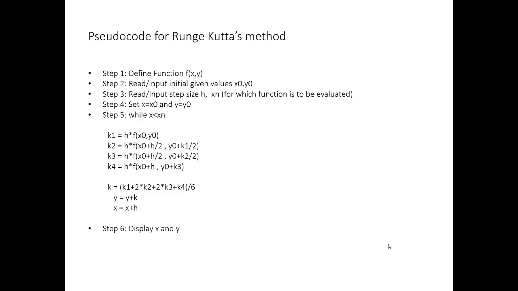So, going into the algorithm or the pseudocode for this RK method. Step one: you have to define a function f(x,y). You can take any function. The second step is you have to read the initial values of x0 and y0. This can be done with the help of the function scanf. Similarly you have to read the step size h and also the value of xn. This is the value of x for which you have to find the value of y. So this is very important.